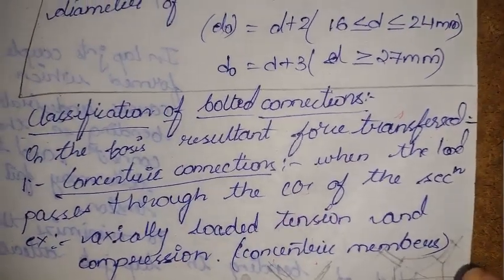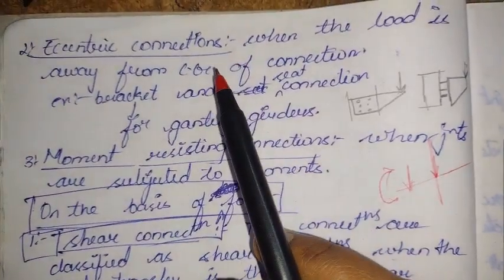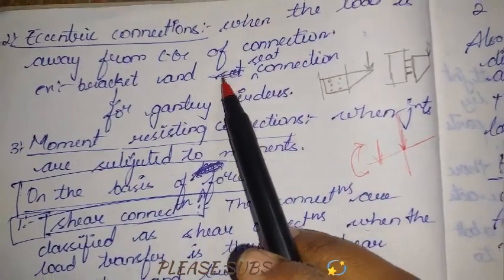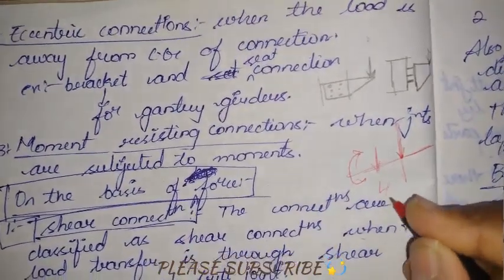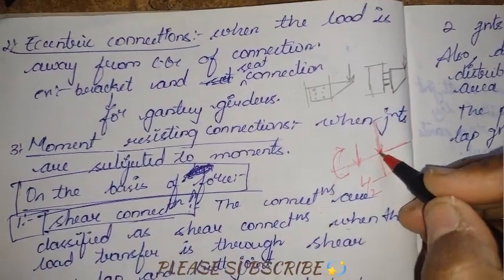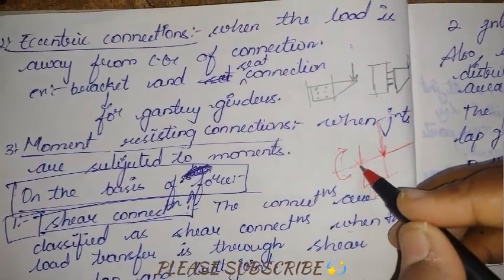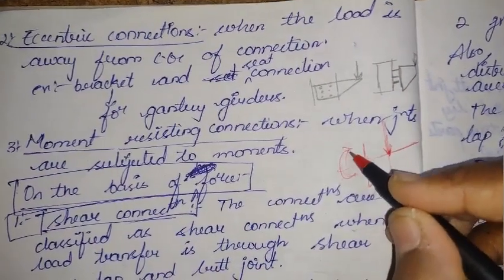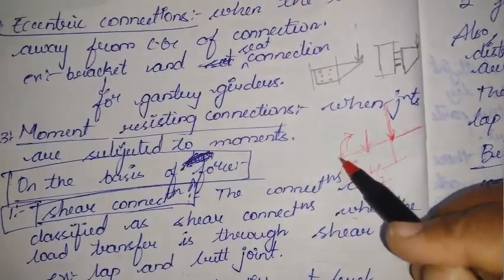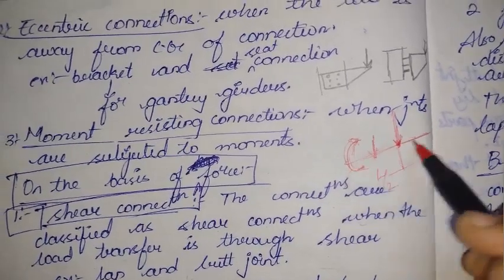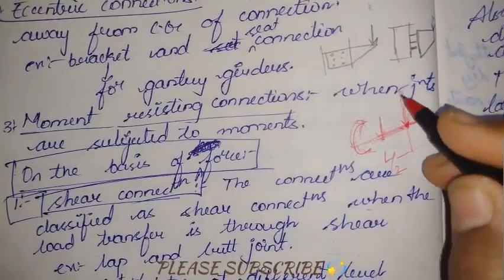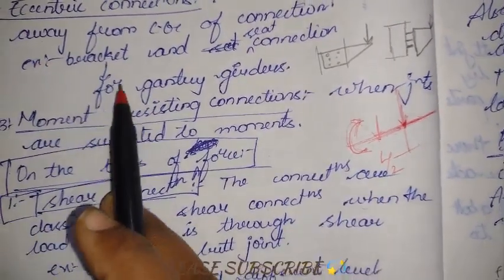Next we are having the eccentric connections. When the load is away from the CG of the section, that is the center of gravity. Let us say this is L by 2. Whenever it is at the center, we are terming it as a concentric connection. But when it is away from the center, that is an eccentric connection. And we are also having the moment resisting connection. That is when this joint is subjected to moments. That one we are calling a moment resisting connection. So on the basis of the resultant force position, we are terming it as eccentric and concentric connection.